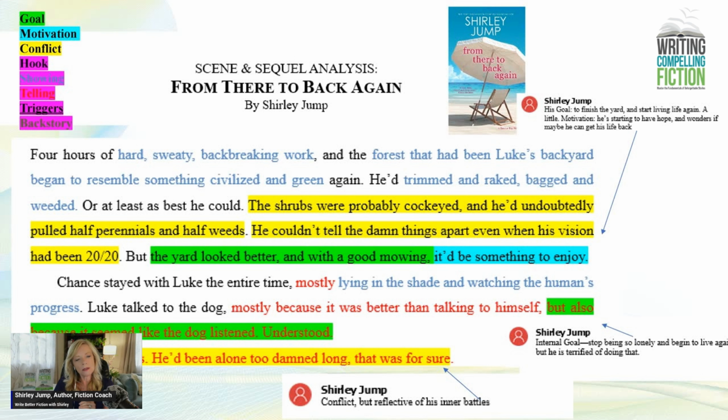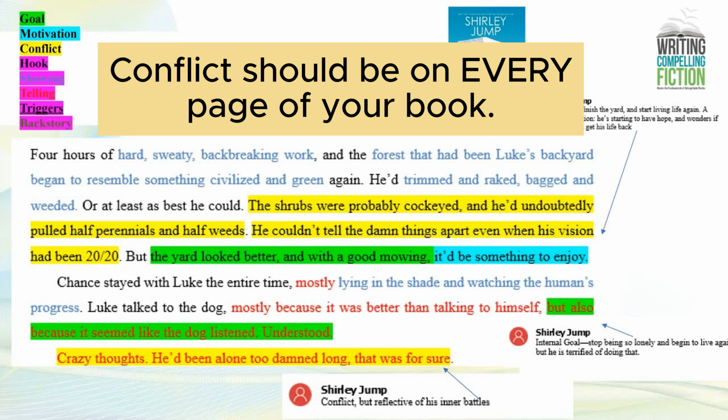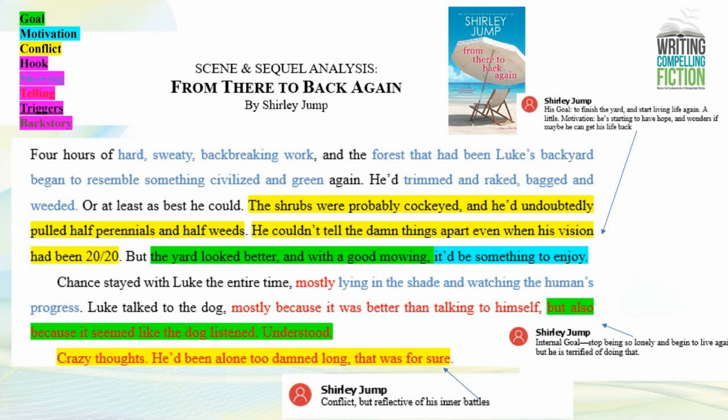I don't know why this is all pink, but that shouldn't be. But the goal is green, the motivation is blue, the conflict is yellow. And I want you to really pay attention to how much yellow is on these pages that I use from There and Back Again. The blue text is showing and the red text is telling. So you can see how some of it's blended in together.